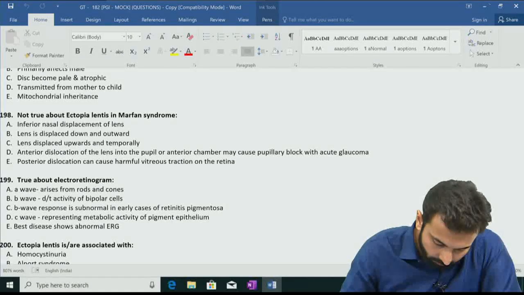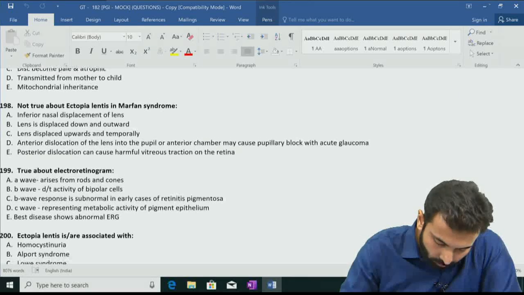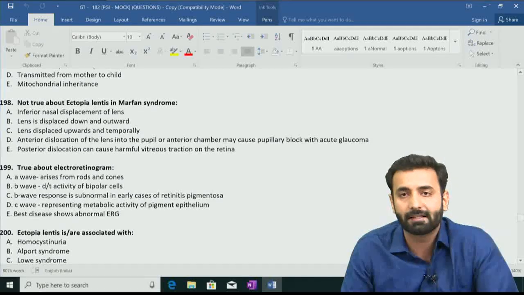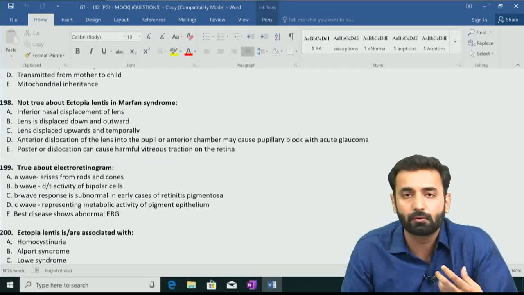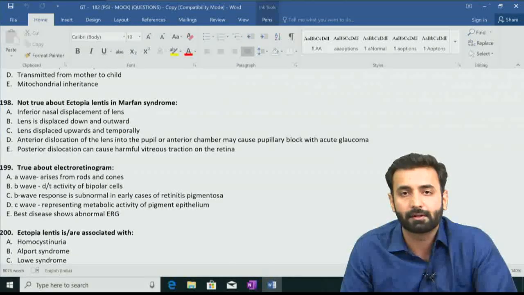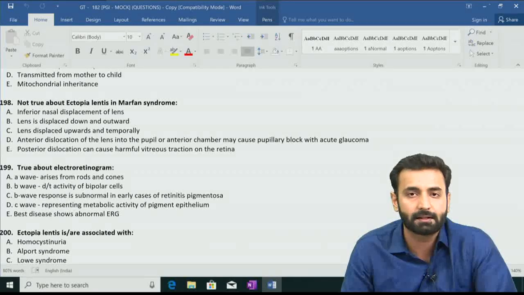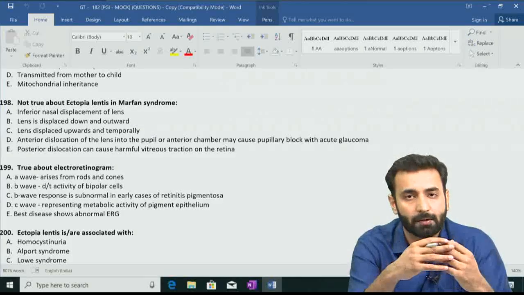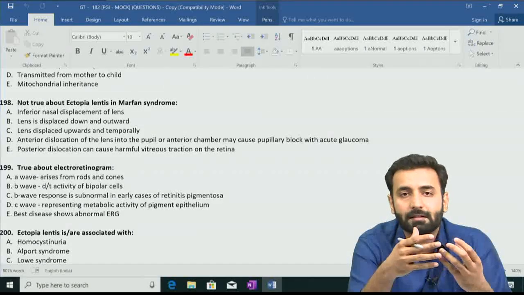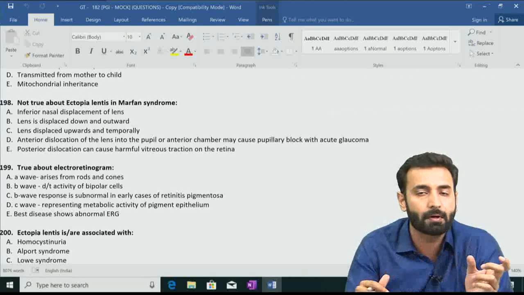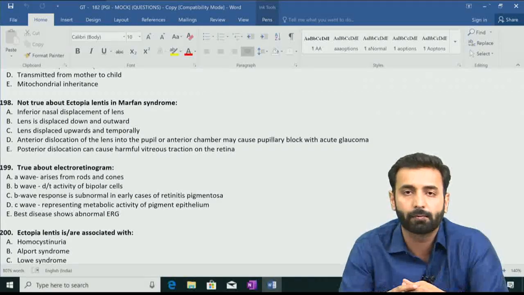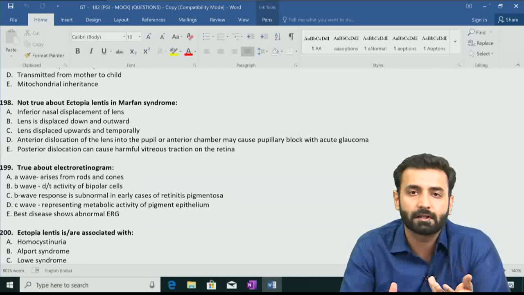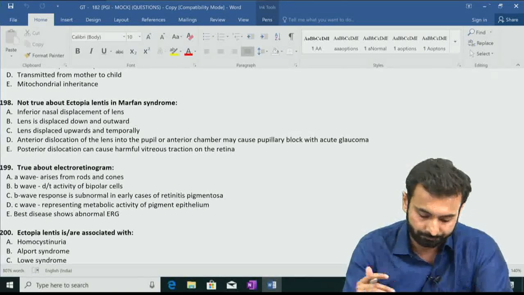First you should know what is ectopia lentis. Ectopia lentis is displacement of the lens from its normal anatomical position. It can be a subluxated lens or a completely dislocated lens. In subluxation there is slight displacement of the lens and some part of the lens is visible in the pupillary area, whereas in a dislocated lens, the eye appears aphakic, as there is complete dislocation.